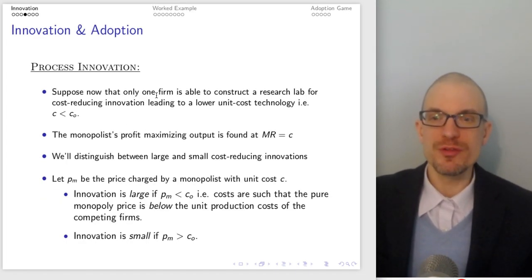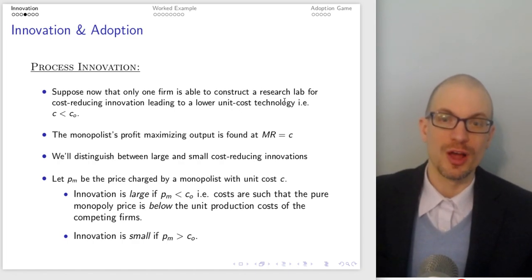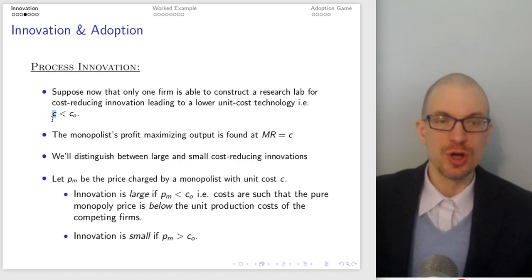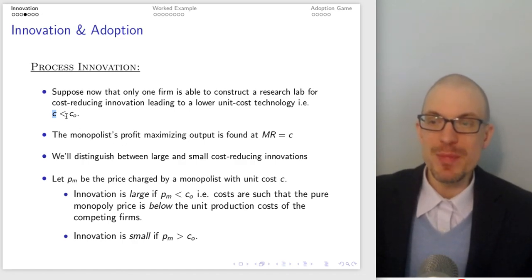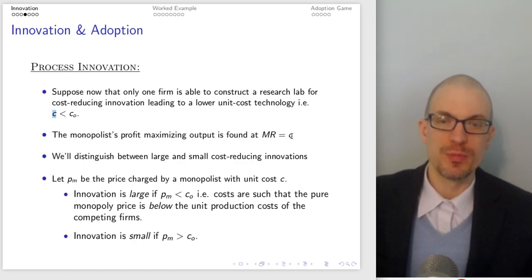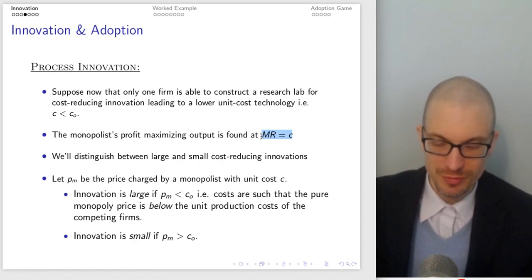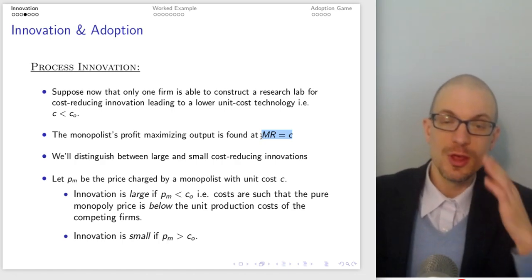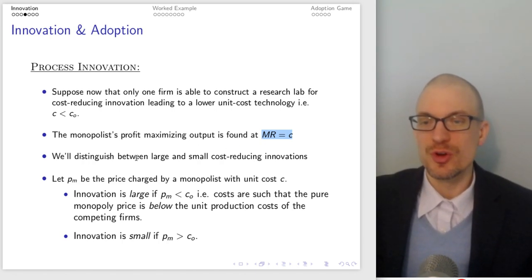Now suppose one firm invests in innovation and ends up with a lower unit cost technology. So their costs have now fallen below whatever was that original shared unit cost. So now that monopolist profit maximizing outcome happens. Their output corresponds to where their marginal cost equals marginal revenue. Find where marginal revenue crosses marginal cost, produce that output, charge the single price that associates through the demand curve with that quantity. So now we need to distinguish whether that's possible.